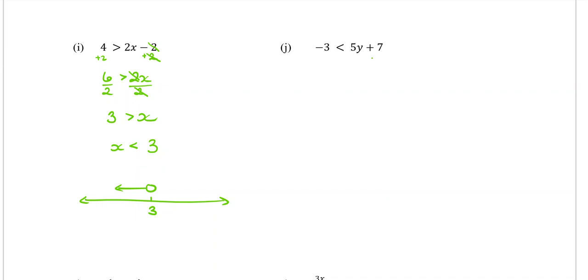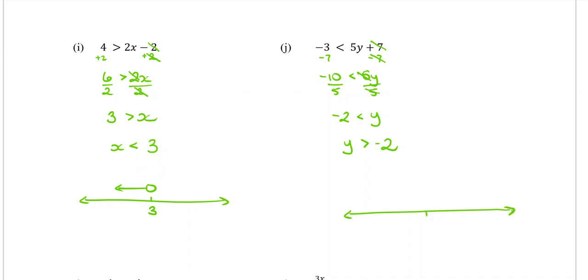Similarly for J, I'm going to subtract the 7 first, so I'm trying to get things away from the y. Minus 3 minus 7 is negative 10, is less than 5y. Then we're going to divide by 5. So minus 10 divided by 5 is negative 2, is less than y. But to move the y over to the left-hand side, we're going to turn the sign around. So it's minus 2 in the middle, open circle, and larger than is pointing to the right.